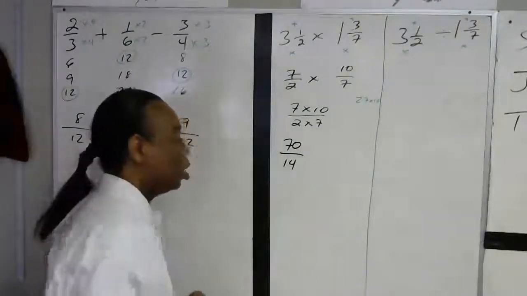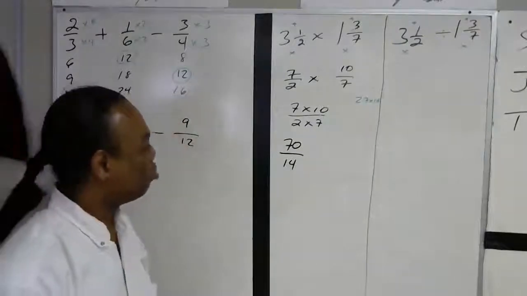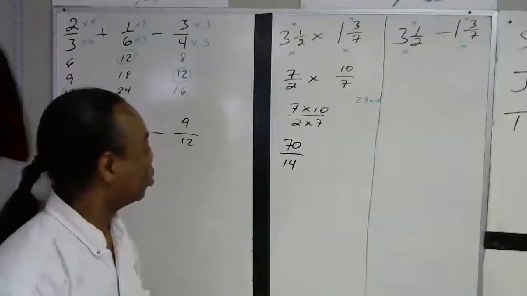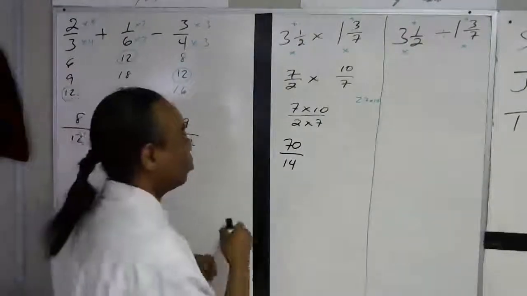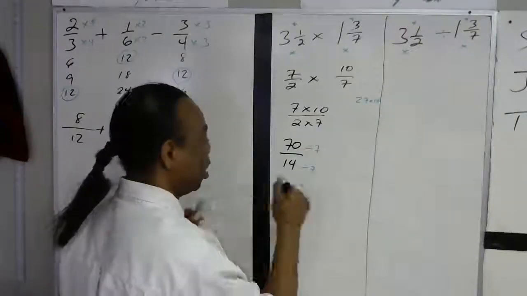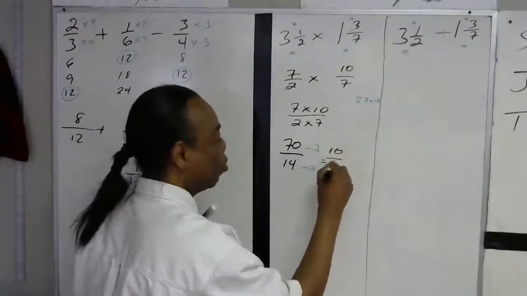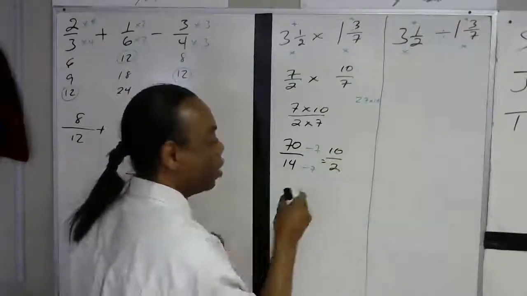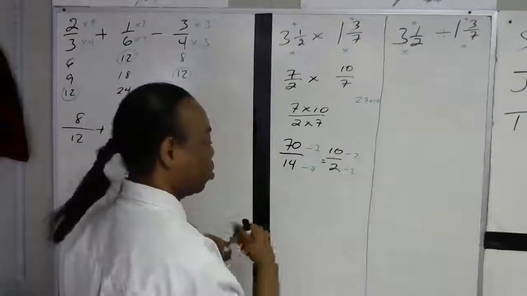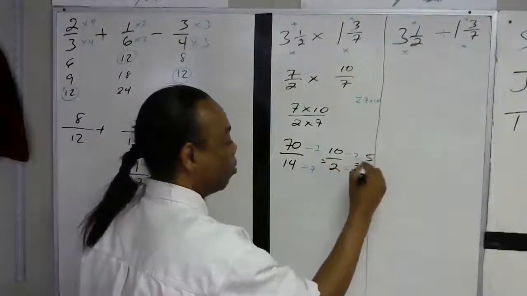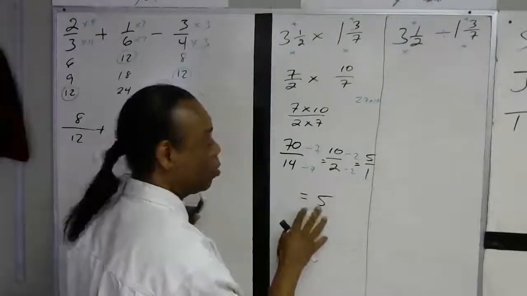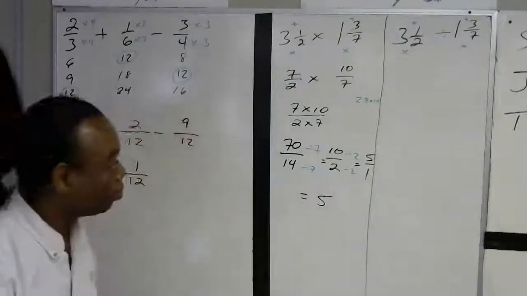Okay. So now let's just go ahead and divide by 2 and then by 7. I'm going to divide by 7 first. So divide this by 7, divide by 7. And what I get is 10 over 2. Then I can divide both of these by 2. And I will get 5 over 1. Well, 5 over 1 equals 5. So it simplifies down to 5.